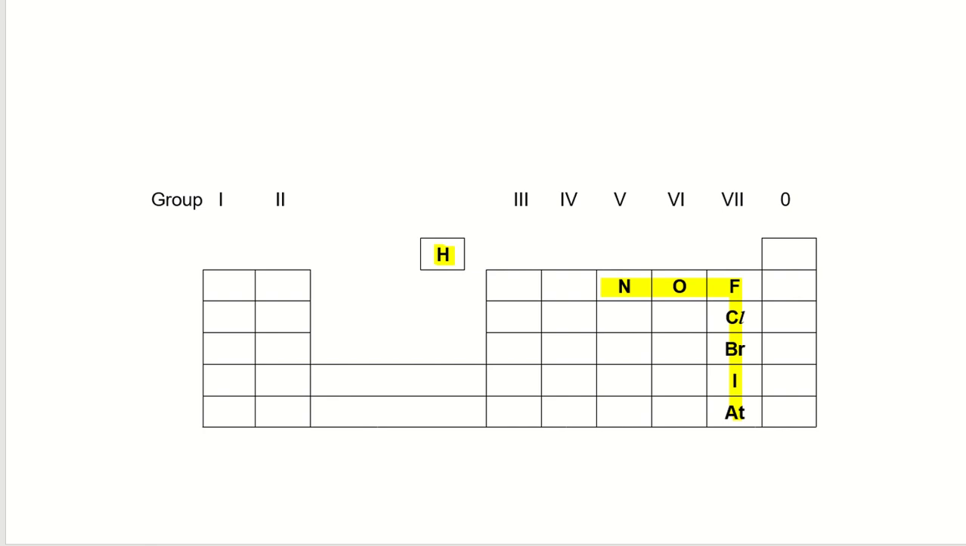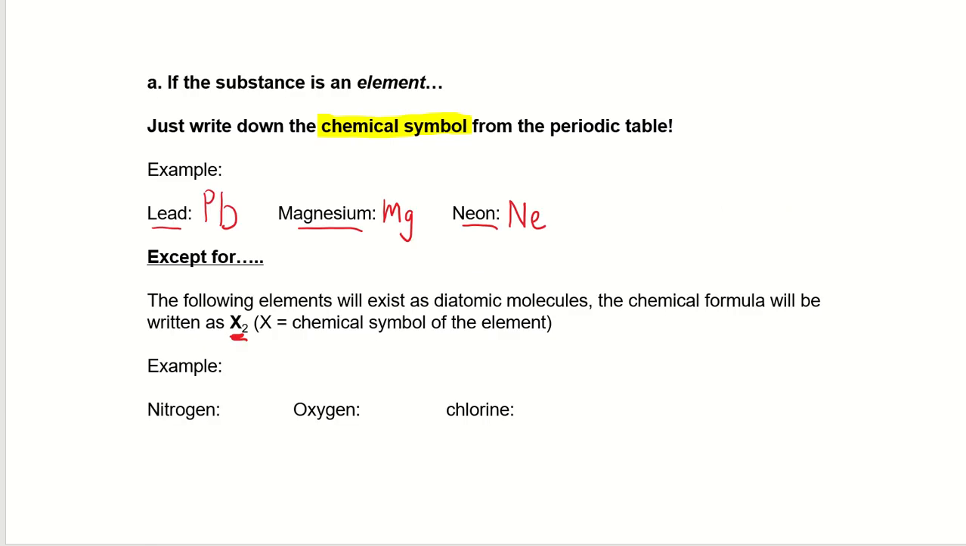So let's take a look at how we can write their chemical formula. For example, if you're asked to write a chemical formula for nitrogen, it will be N2. Chemical formula for oxygen will be O2. Chemical formula for chlorine will be Cl2. So basically this is the simplest out of the 3 different classes of substances. So this is how you write the chemical formula for elements.